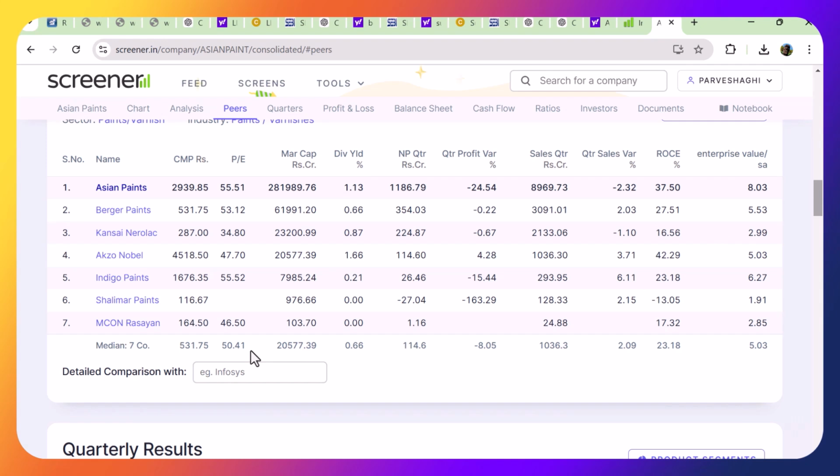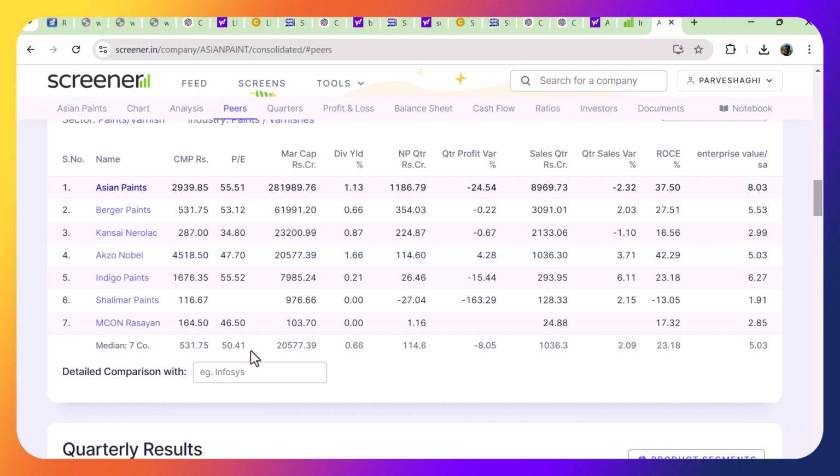50.41. Okay. Now, which company, according to you, looks to be the most expensive? Asian Paints, and maybe Indigo Paints, they have almost identical P/E ratios. Though they are expensive, they are growing very well. Their earnings per share are galloping, so people are buying them and pushing up their P/E ratios.